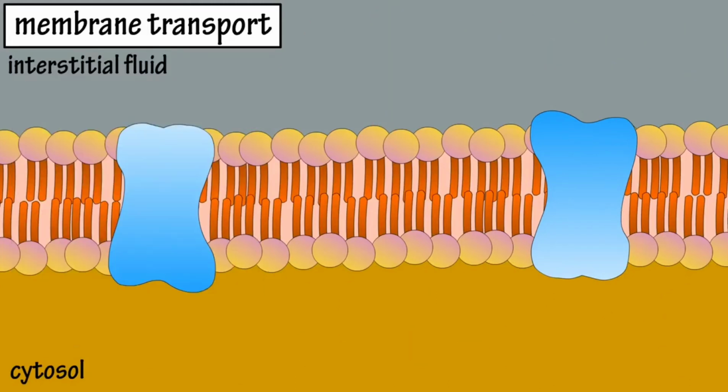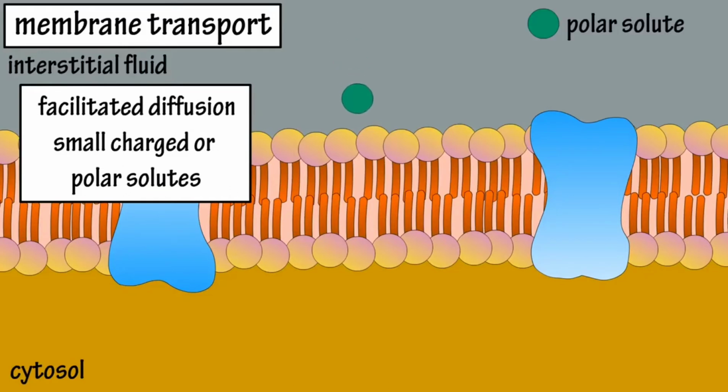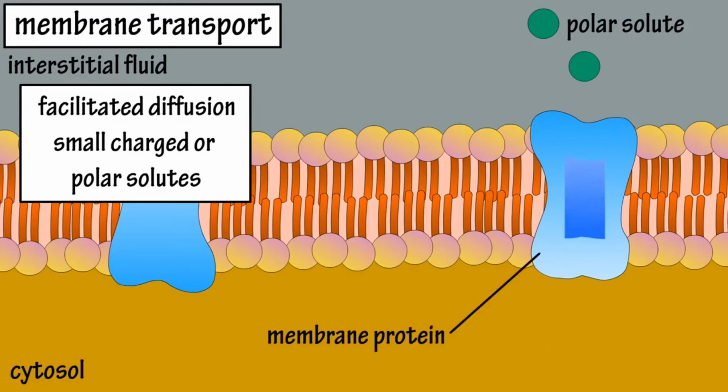The second type of diffusion is facilitated diffusion. This applies to solutes that are small and either charged or polar. Because these solutes are polar, the nonpolar phospholipid bilayer blocks them from passing through the membrane and into or out of the cell by simple diffusion. However, they can pass into and out of the cell with the assistance of plasma membrane proteins through a process called facilitated diffusion.